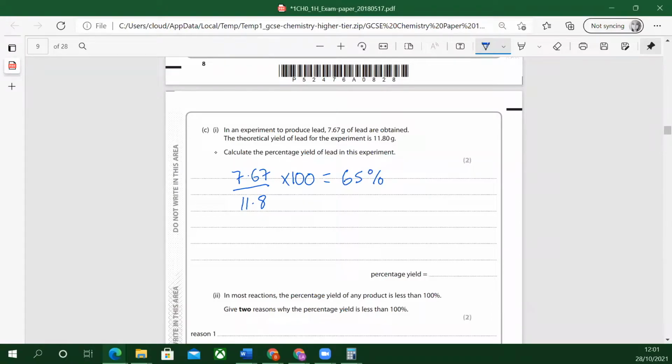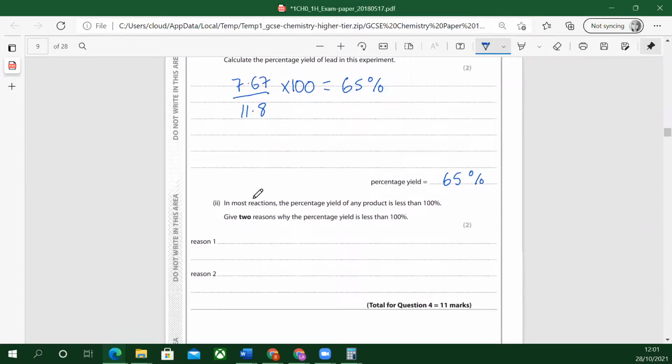Okay, just some maths for 2 marks. Nice and easy though. It's just remembering the percent sign about what we do there. When we see this, it's like efficiency in physics. It's also like saying what we want, what we get. In real life you never get 100%, and we're going to talk about here in question 4 why we don't. In most reactions, pretty much all of them in real life, the percentage yield of any product is less than 100%. Give 2 reasons why the percentage yield is less than 100%.